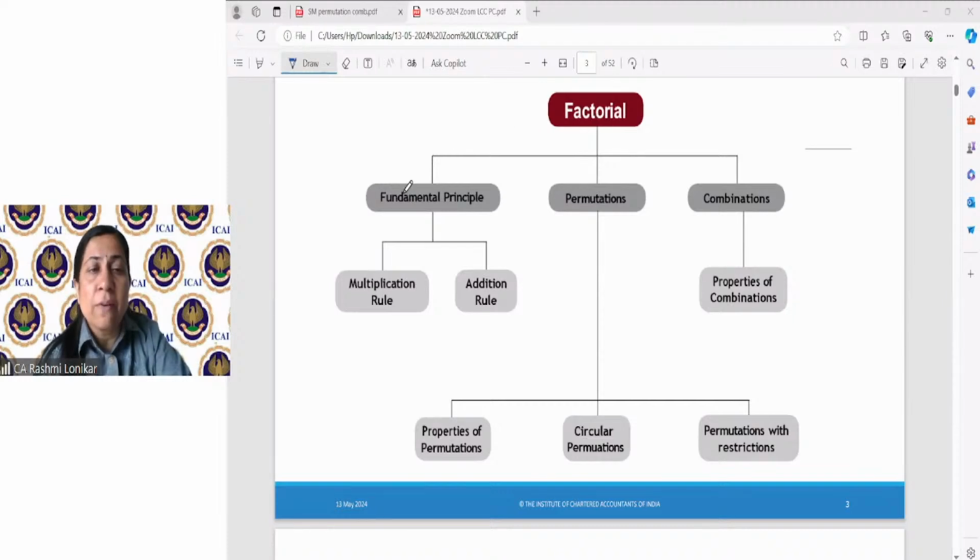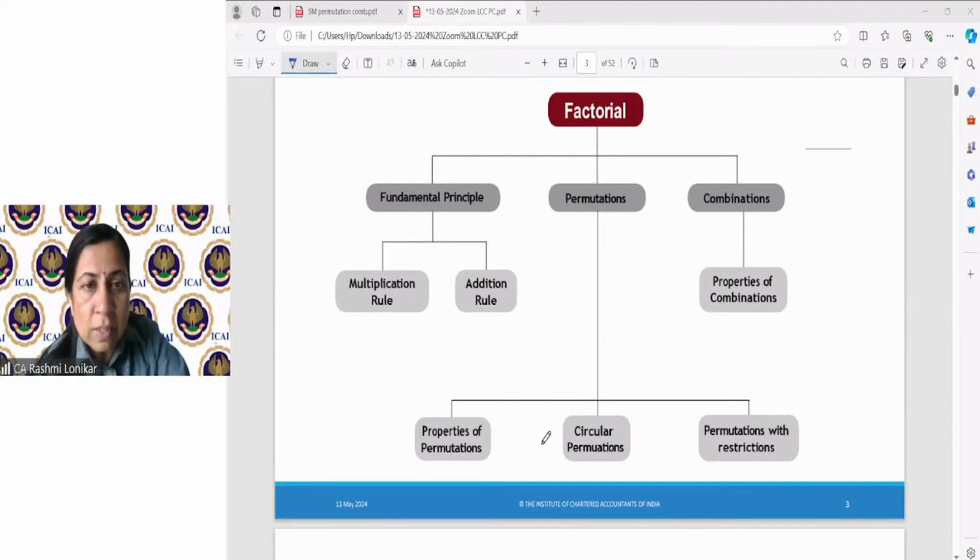Factorial, you have fundamental principles. What are the two fundamental principles? Multiplication rule, addition rule. Don't worry, I'm going to take it. Yes, somebody's answered. Let me see. Excellent, Aisha. Combination order is not important.